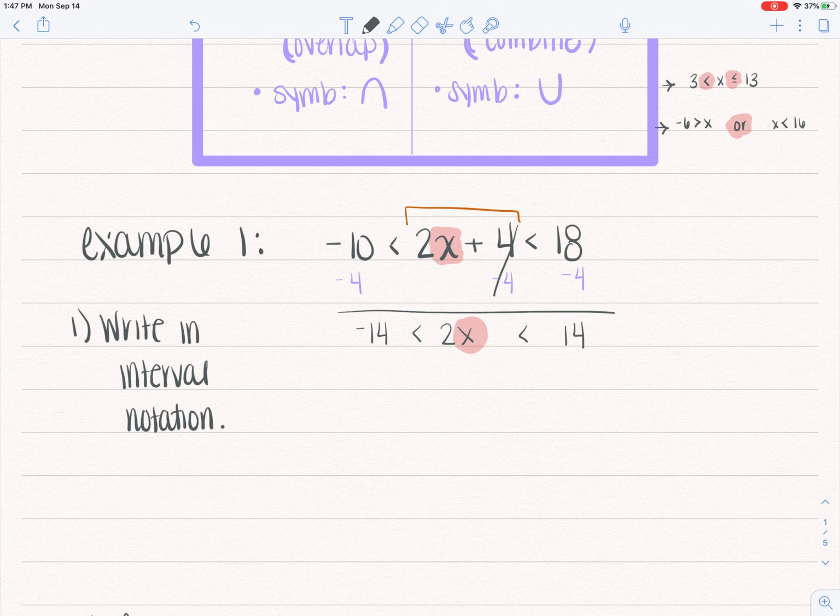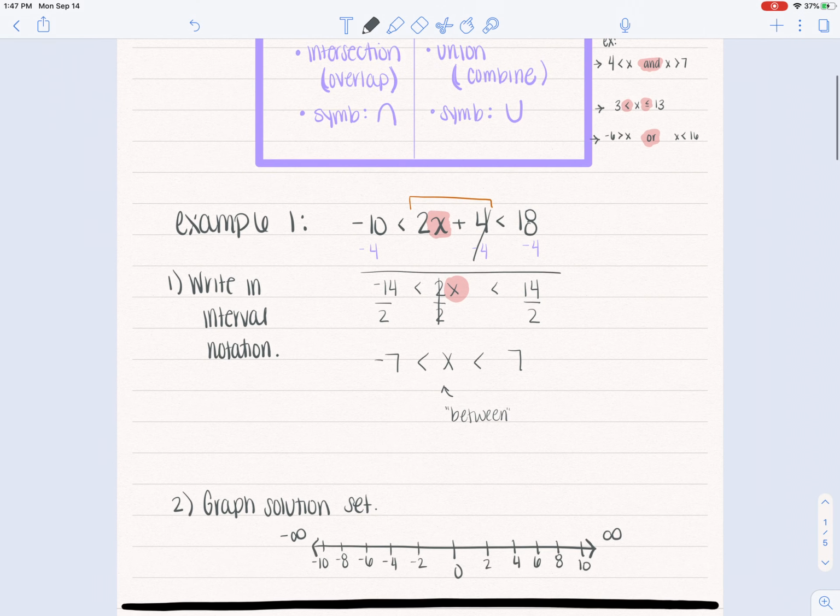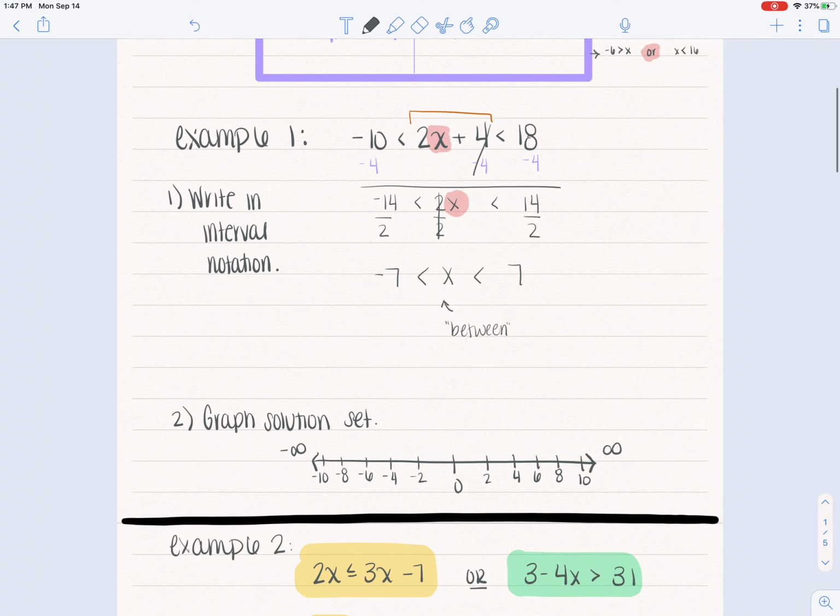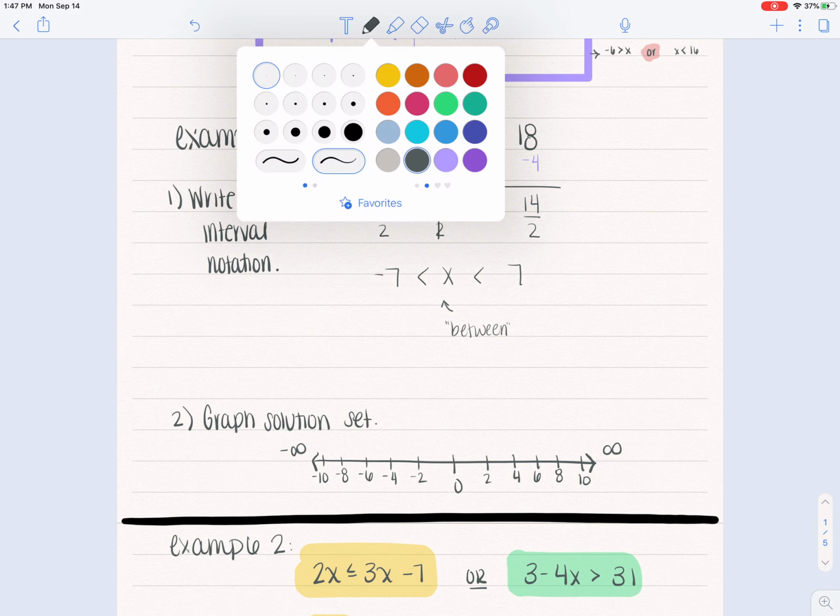I'm going to divide everything by 2. Those are going to cancel and leave me with negative 7 is less than x less than 7. So how we read that is x is between negative 7 and 7. And so I graph that the same way that I read it. I'm going to put x between negative 7 and 7.